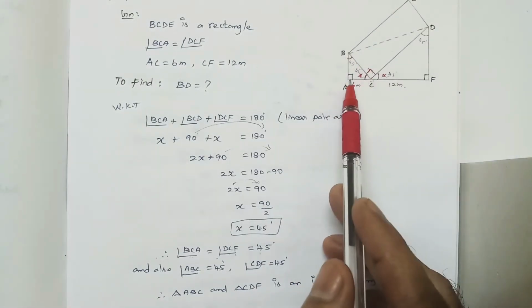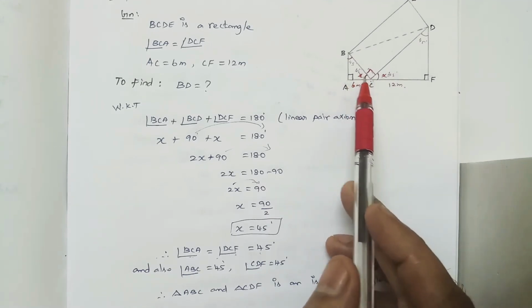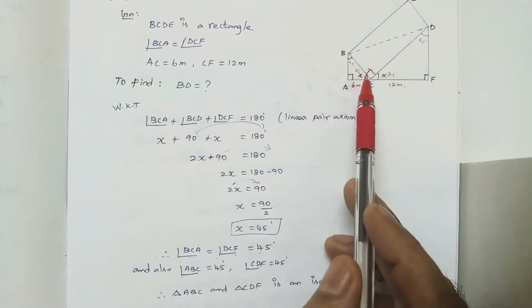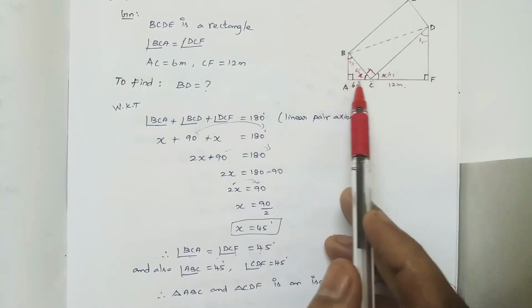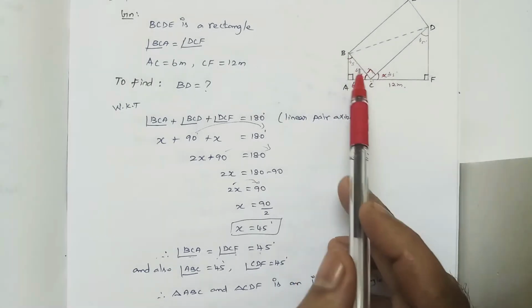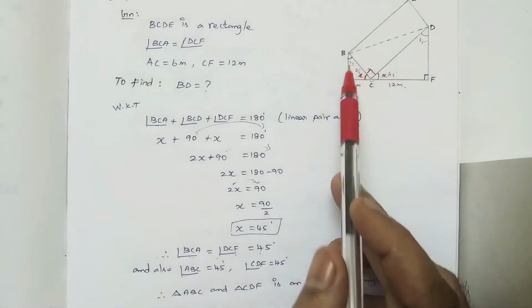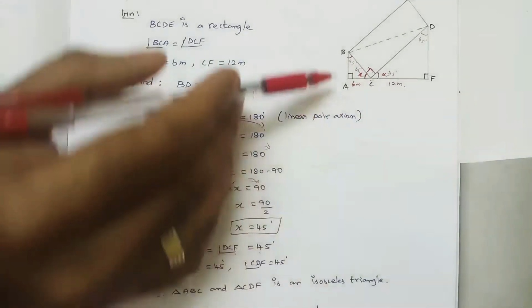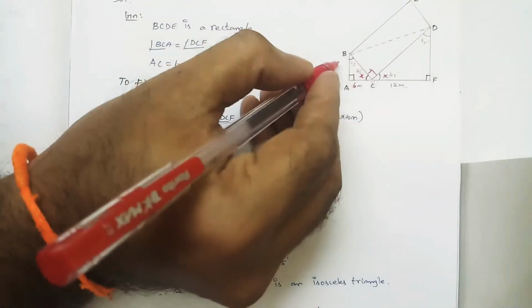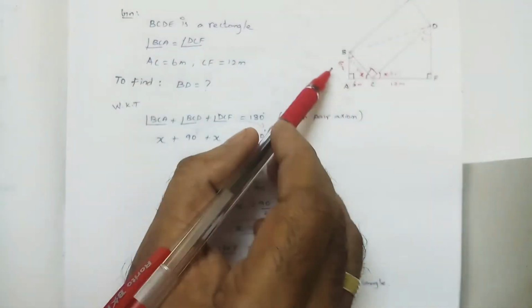Triangle ABC is a right angle triangle. At the same time, two angles are equal. Angle B and angle C is equal to 45 degree. Then we can say that triangle ABC is an isosceles right angle triangle. If the AC is nothing but 6 meter, surely then AB is also, what is it? 6 meter.